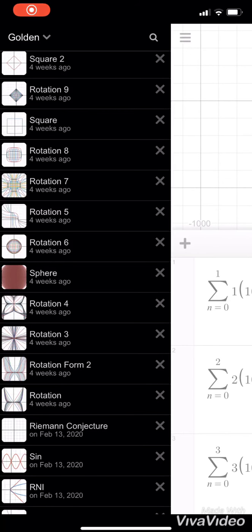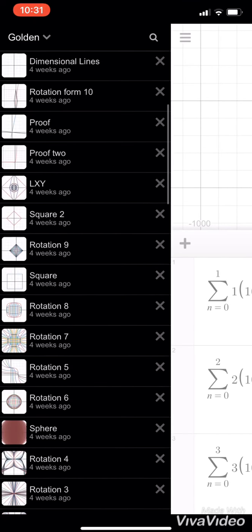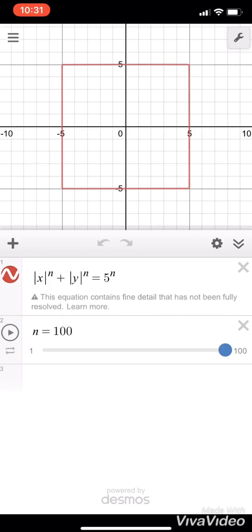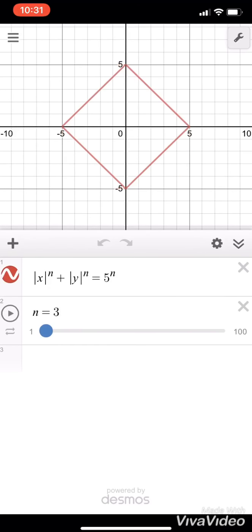Okay, so the first example we're going to do is a simple square. Now, a simple square is made like this. You take the absolute value and you multiply it by n and then by n. And as you can see, this little slider makes it turn into a square. Isn't that kind of cool?